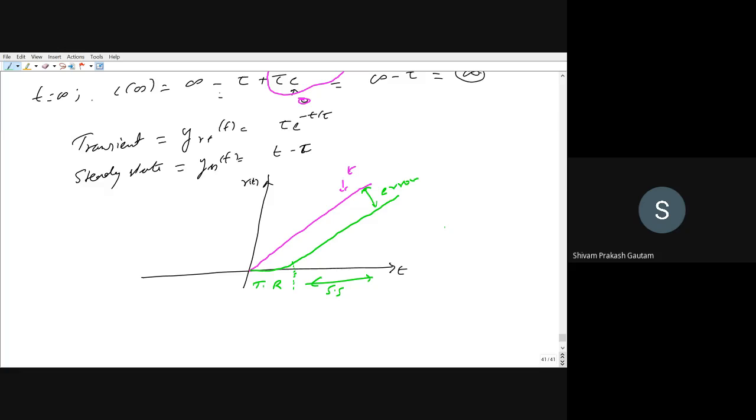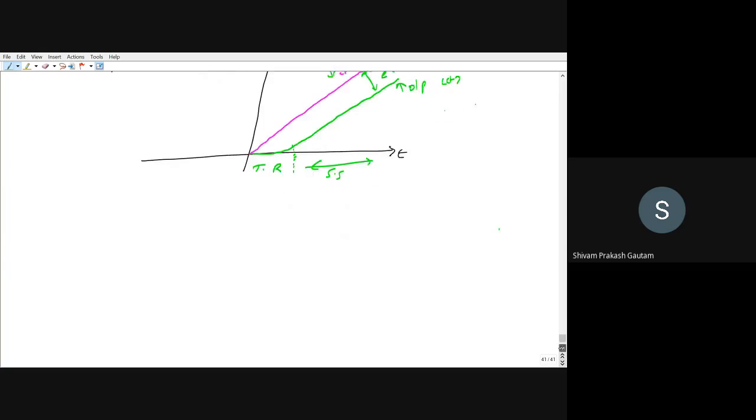Why is it called error? Because there is some difference between output, this is our output, or we can call it C(t), and this is our input. There is some error between input and output. And what is the error? You can see here, error is t minus tau. So the pink one is your input, the green one is your output. So this is for ramp function. Now we will see the last function, that is parabola function.